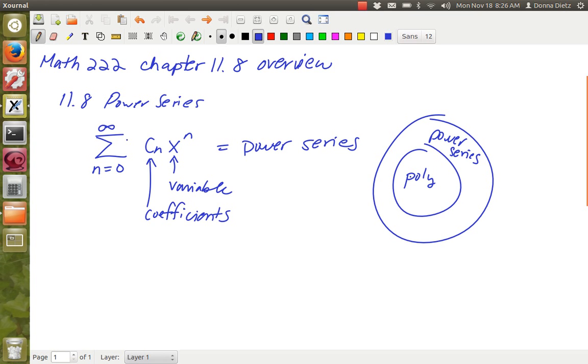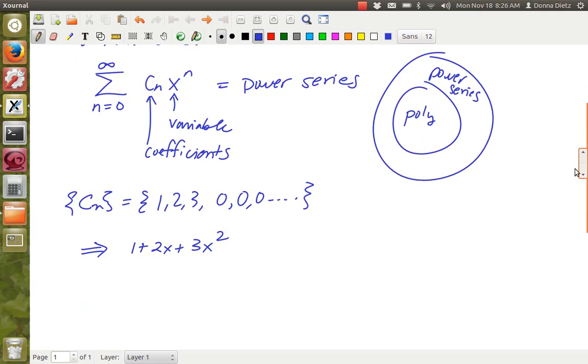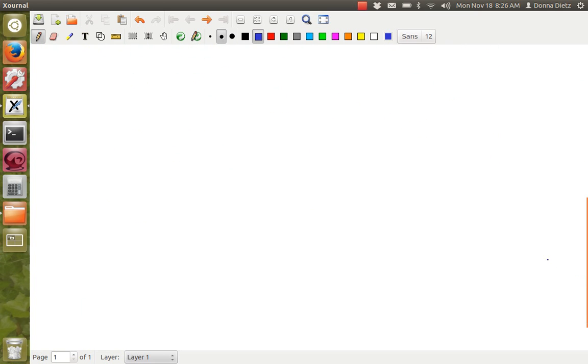Same kind of relationship. So if you have the coefficient sequence and it looks like this, for example, 1, 2, 3, and the rest of them are zeros, then you can just apply them and get the polynomial 1 plus 2x plus 3x squared, and there's no need to continue because the rest of them are 0. Okay, so that's the first idea. A non-terminating example is something very similar to what we've been doing.